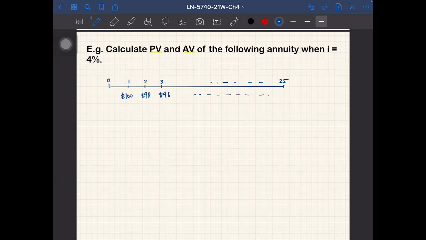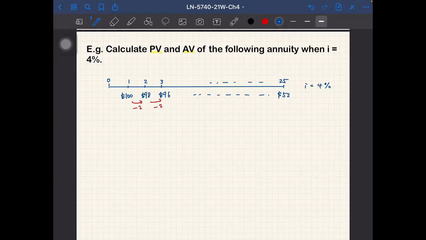And we have 25 payments. So the last payment is $52. Each year we have $2 less than the previous year. And the assumption is the annual effective interest rate is 4%.